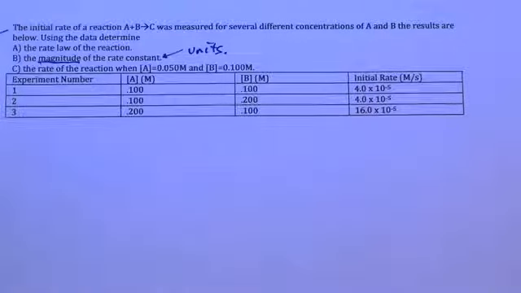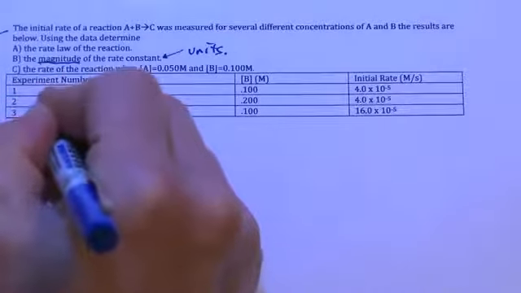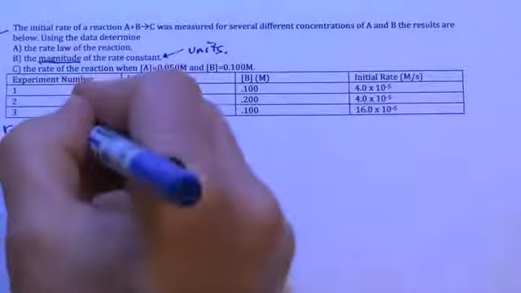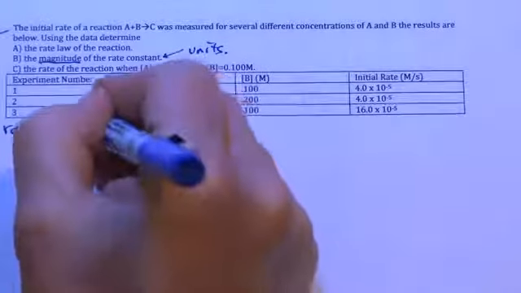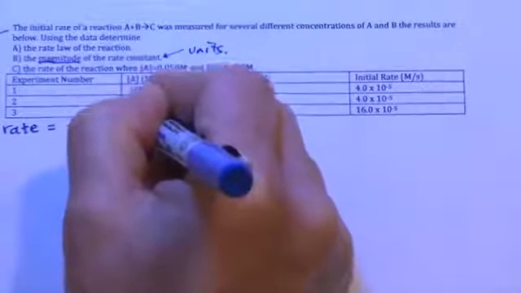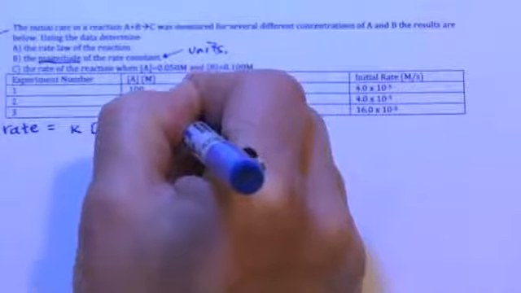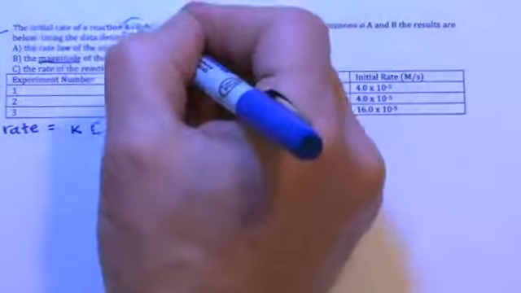So we know that the rate expression is going to take on an equation that looks like this. Rate is equal to some constant k, remember it's a small letter k, times the concentration of A to some power, I'll call it x, times the concentration of B, let's call it to the power of y, because those are our reactants right here, A and B.